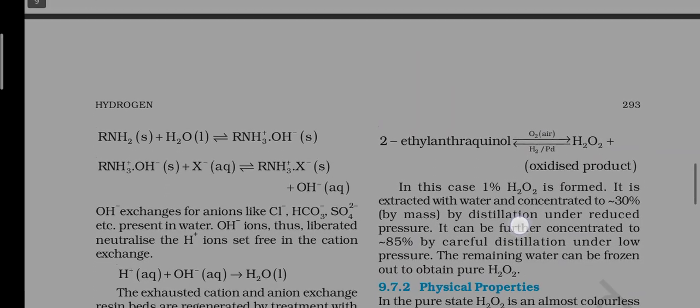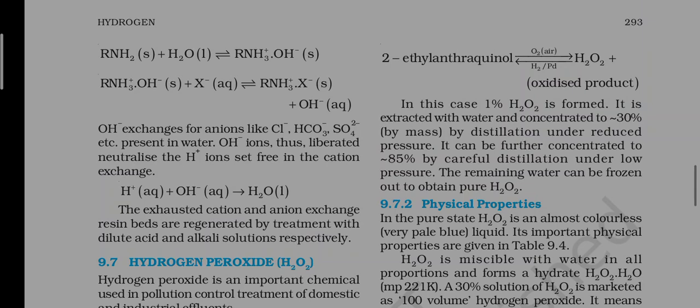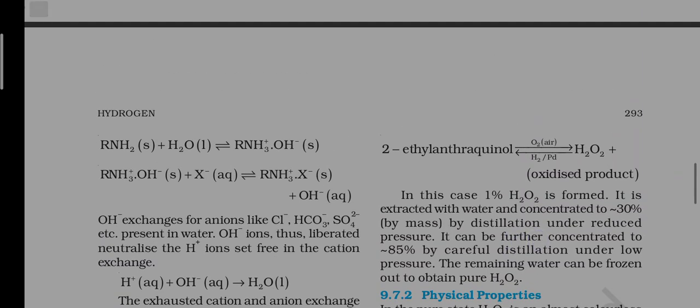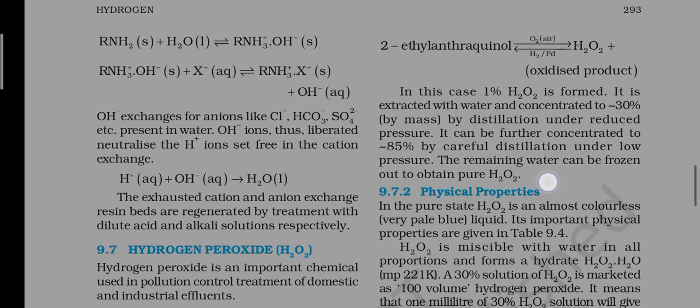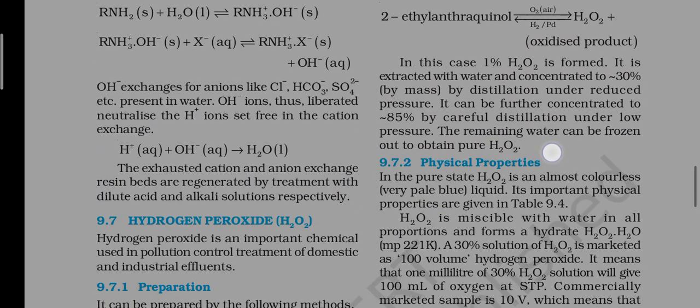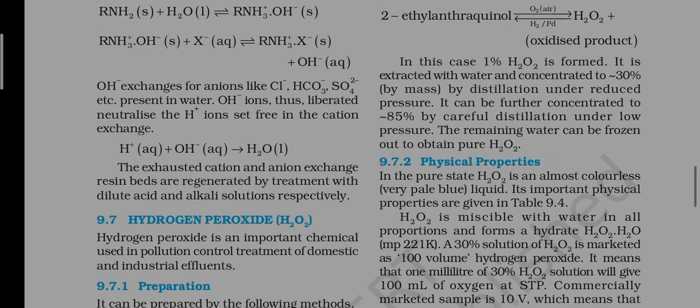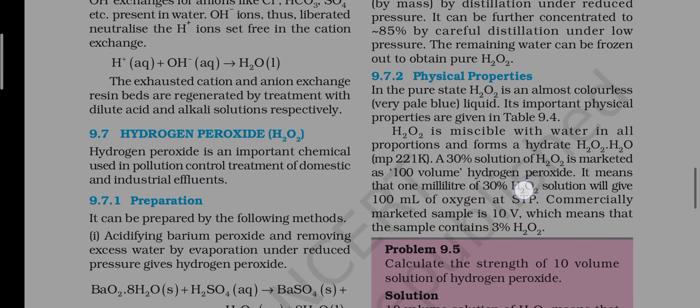In the anion exchange process, the OH⁻ exchanges for anions like Cl⁻, HCO3⁻, SO4²⁻, etc. present in water. OH⁻ ions thus liberated neutralize the H⁺ ions set free in the cation exchange. The exhausted cation and anion exchange resin beds are regenerated by treatment with dilute acid and alkali solution respectively.